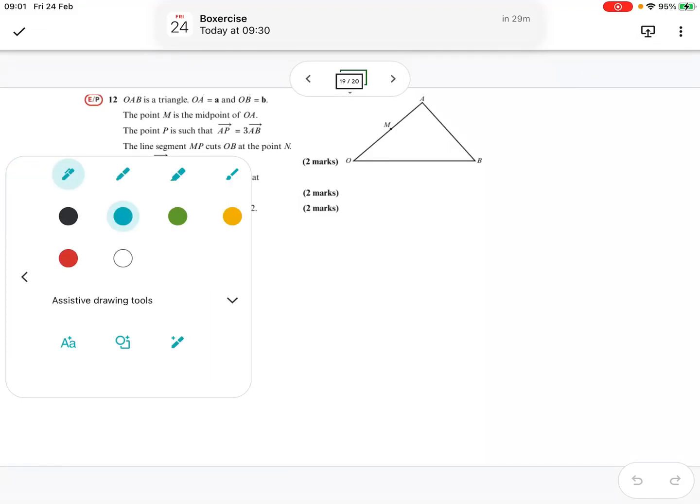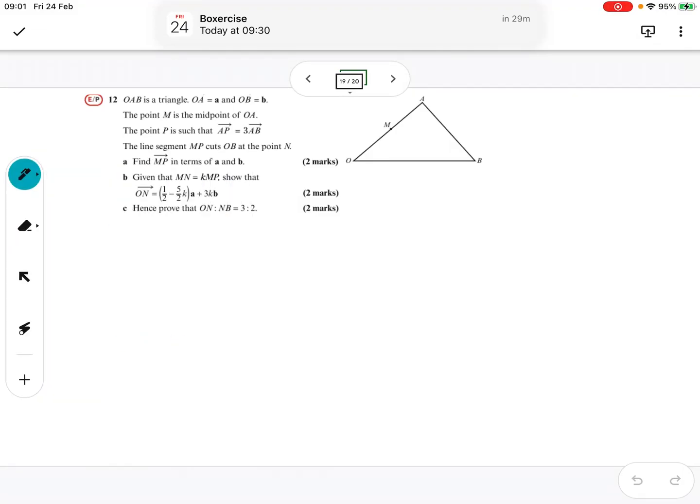Okay, this is the next one. Again, this is one of those weird ones. I don't really know, very different to what I would have done before. I think it's one of the harder ones, and it's from the Edexcel Pearson book. So let's have a look at it.